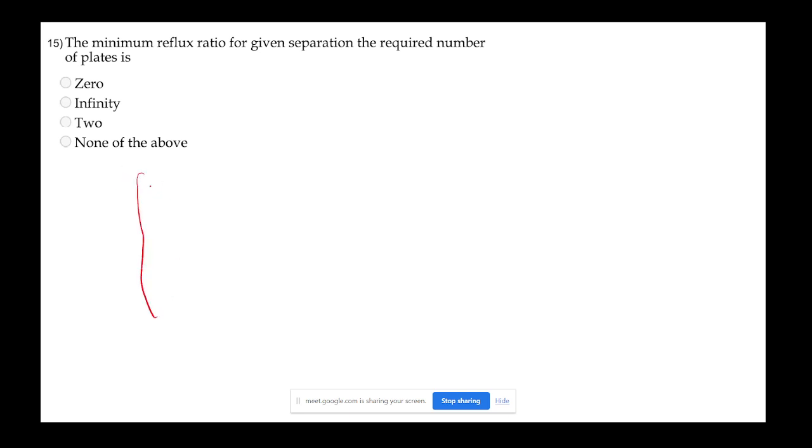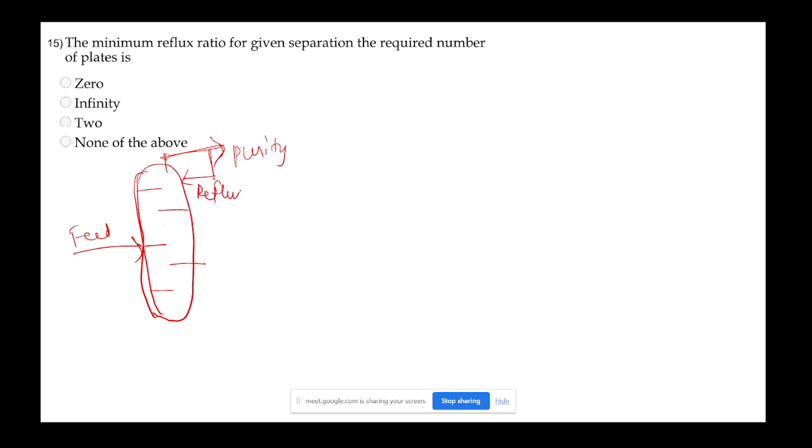So a distillation process can be operated in two ways. You can have feed, and there will be a number of trays. Depending on what purity you need of the product, you decide the number of trays, and you extract a certain amount of product, which is distillate, and you return a certain amount of recovered product to the original column. So that is nothing but reflux.